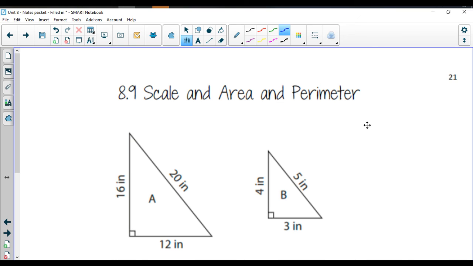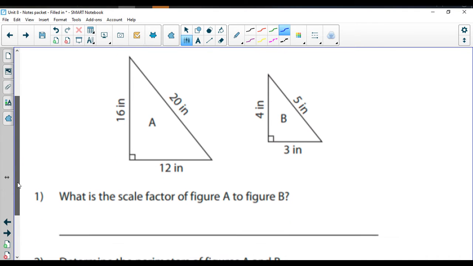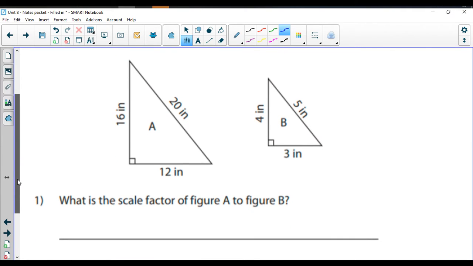On page 21 in your notes packet, we are looking at 8.9, talking about scale and area and perimeter. So we're going to start off with these two triangles that are right here. And scale factor is basically talking about either enlarging or reducing the size of an object. And we saw this when we actually talked about similar figures.